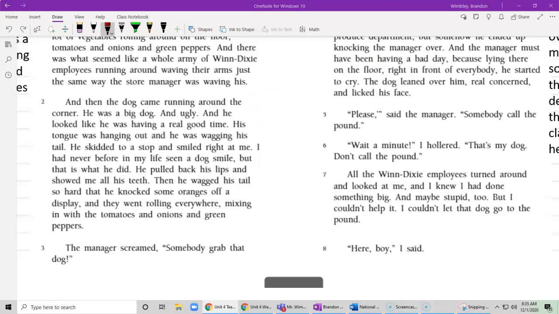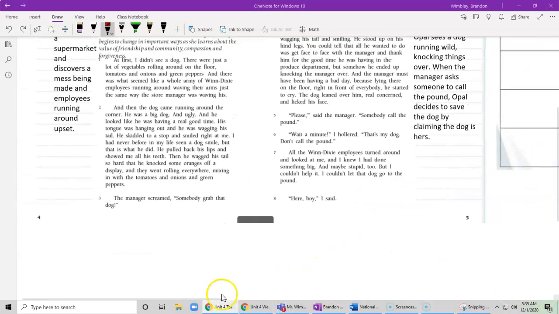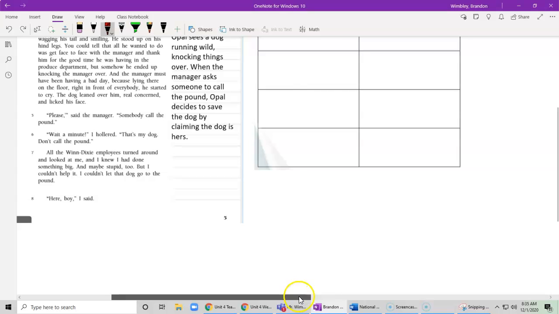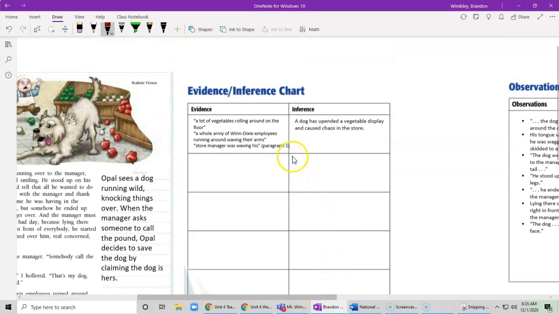So now, in this second paragraph, it says the dog bares his teeth, which might seem unfriendly, maybe even dangerous to most people, though it wasn't to Opal. So that's my evidence I'm going to use for my inference. My inference is the dog might be dangerous because he's baring his teeth. He's showing his teeth. Now, if I walked up to you and said, there's a dog baring his teeth, you're probably going to think, I want to stay away from that dog. So that might be what the manager was thinking about as well.